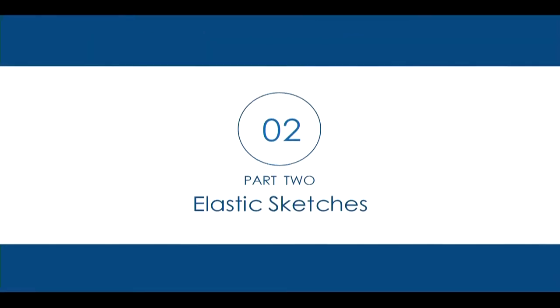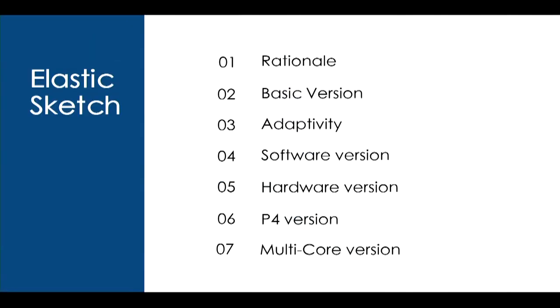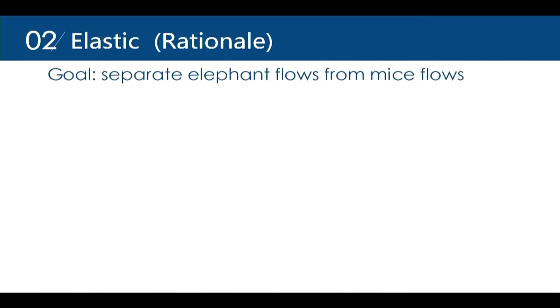Next, we show our Elastic Sketch from the following seven aspects. First, rationale.